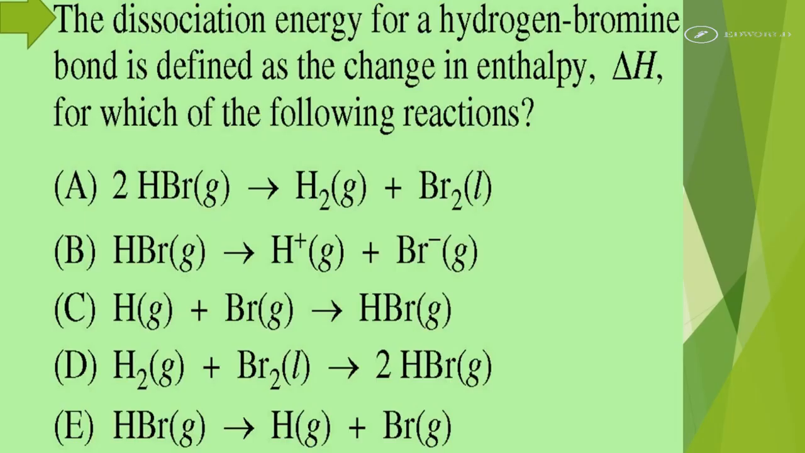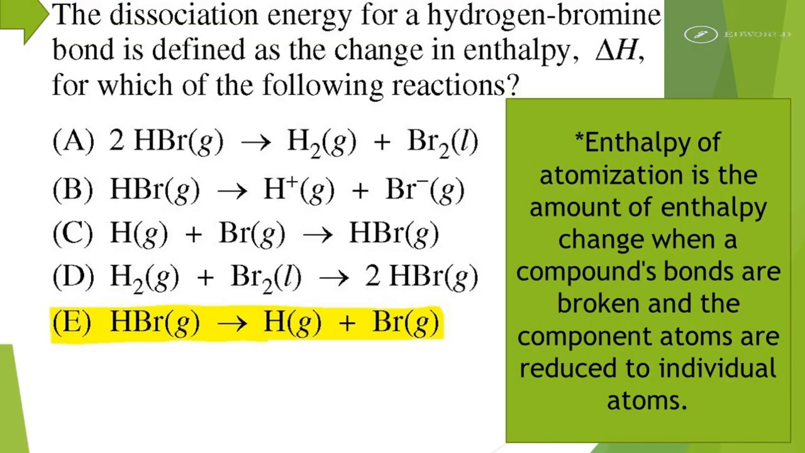The dissociation energy for a hydrogen-bromine bond is defined as the change in enthalpy, delta H, for which of the following reactions? Enthalpy of atomization is the amount of enthalpy change when a compound's bonds are broken and the component atoms are reduced to individual atoms.